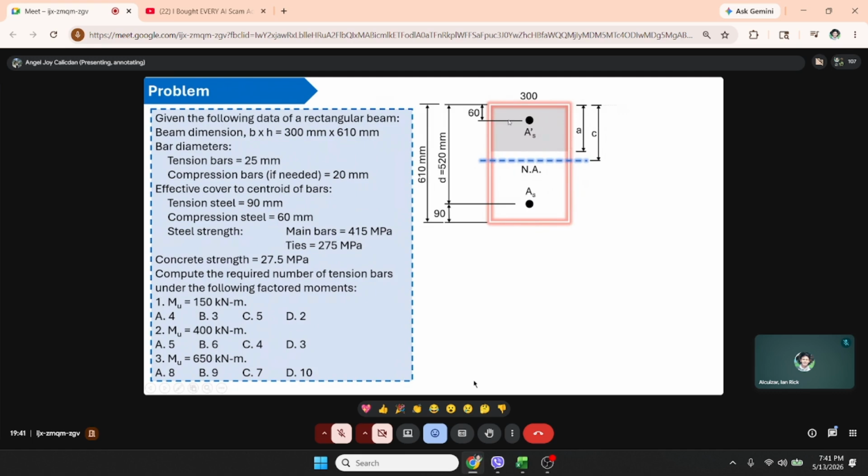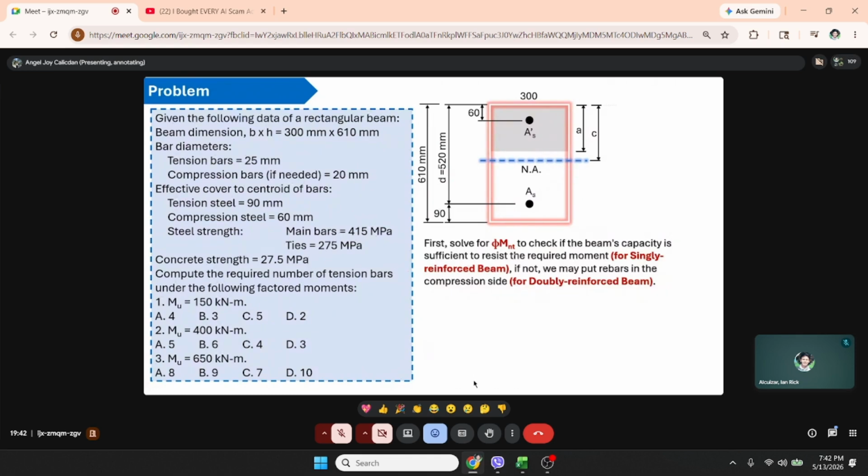So here is the cross-section of the beam. Given the dimension of effective cover to centroid of bars. So ang cover kay diri padulong sa centroid, so 90. And para makuha ang effective depth, i-minus lang ang beam height sa katong effective cover. So, we have 520 mm effective depth.